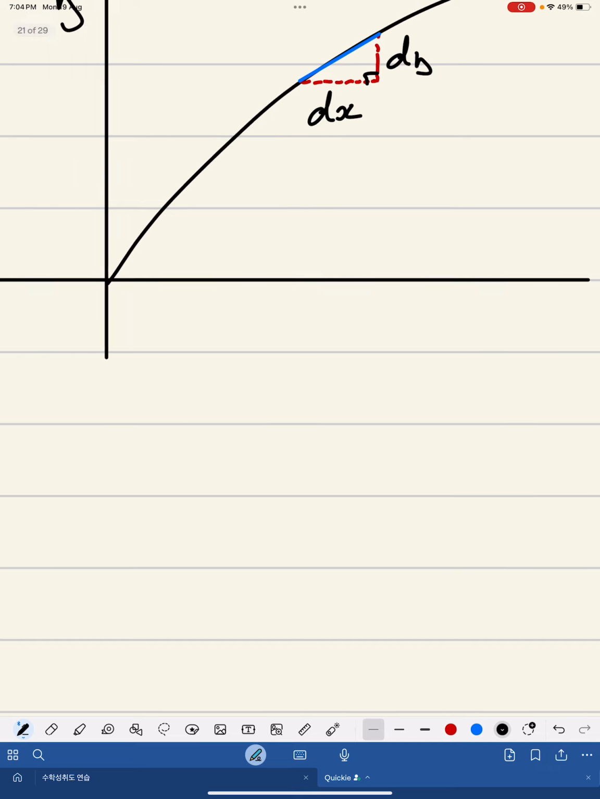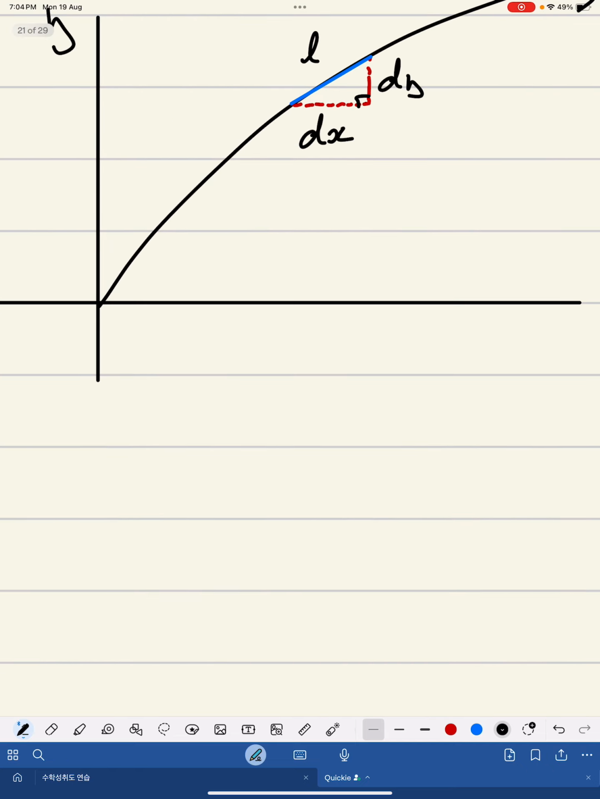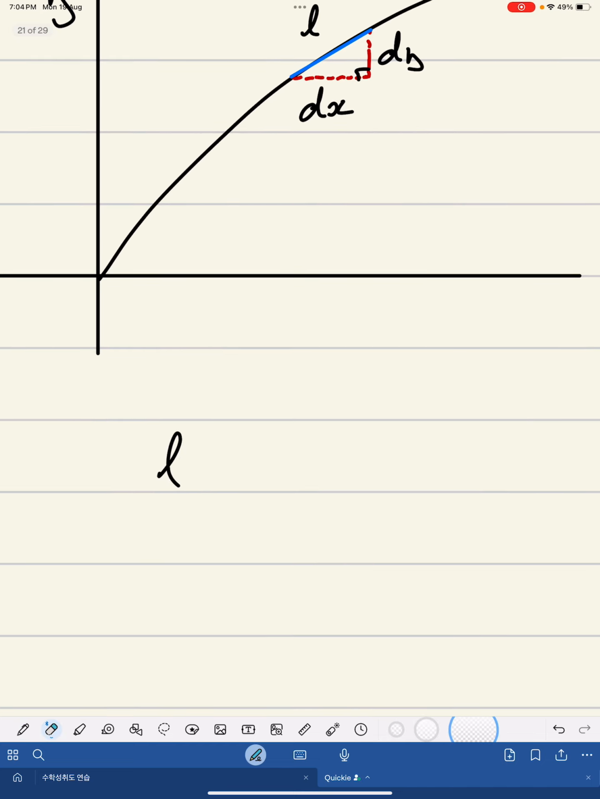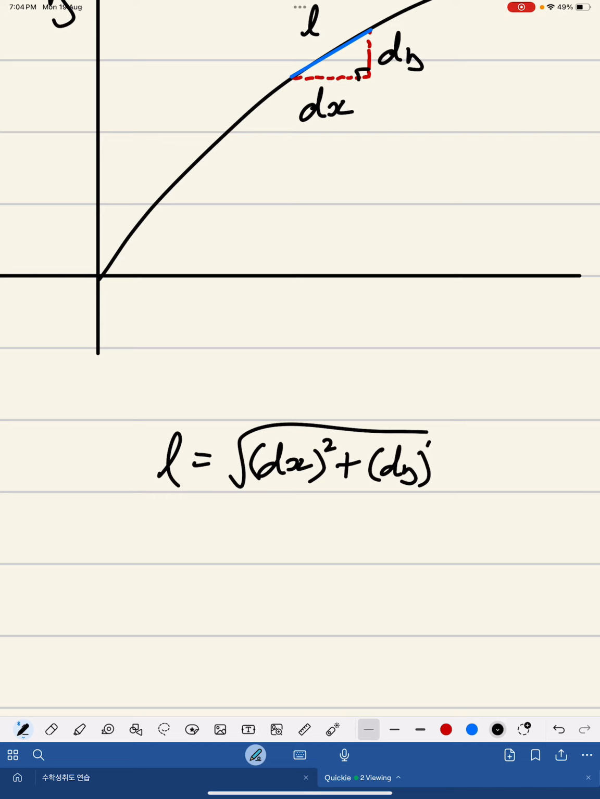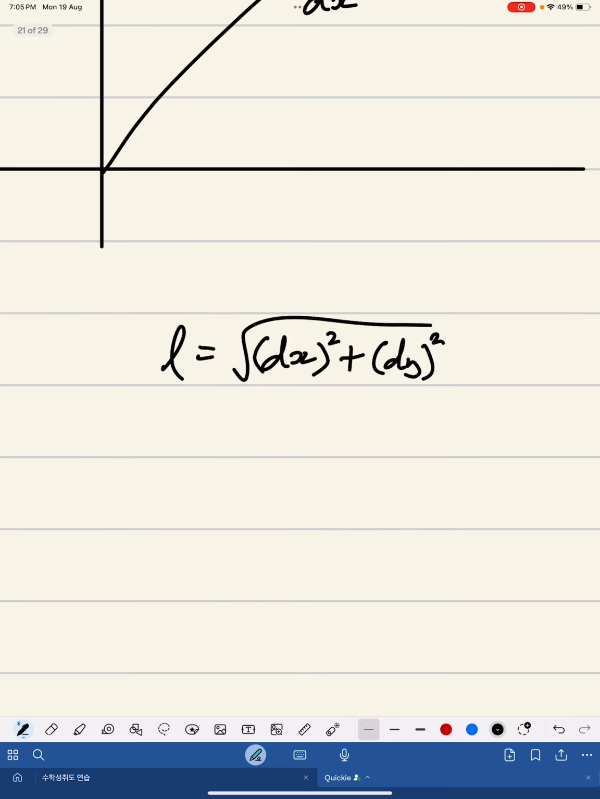Then that blue length, let's call that L. Well, L at any point of f of x would be the root of dx squared plus dy squared, because this is the Pythagorean theorem. We're assuming that dx, dy, and L, or more specifically, L is the hypotenuse of this right-angled triangle.